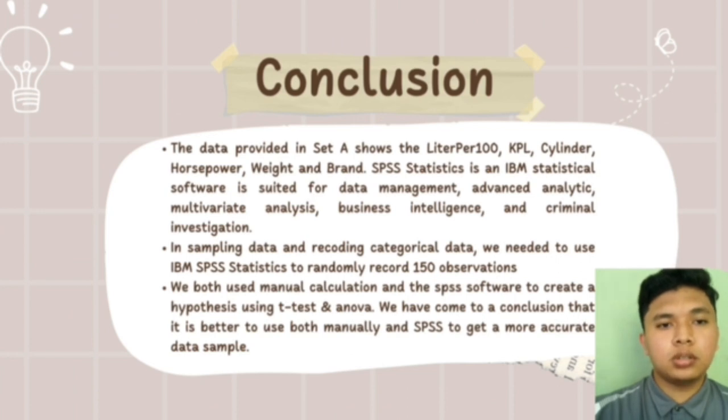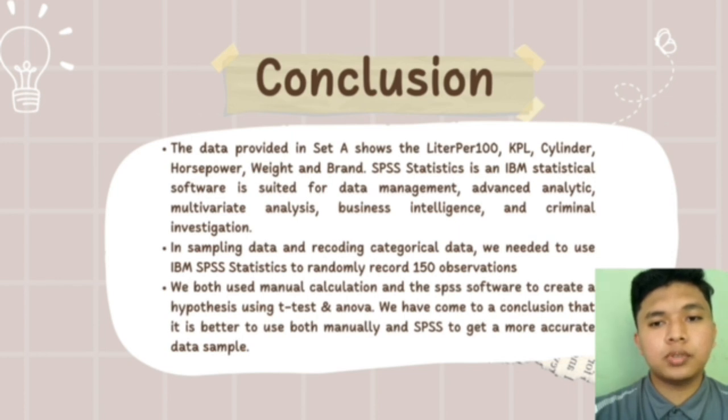Conclusion. The data provided in set A shows the liter per 100 KPL, cylinder, horsepower, weight and brand. SPSS Statistics is an IBM statistical software for data management, advanced analytics, multivariate analysis, business intelligence and criminal investigation. In sampling data and recording categorical data, we need to use IBM SPSS Statistics to randomly record 150 observations.